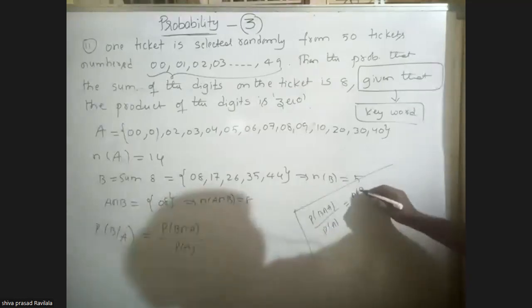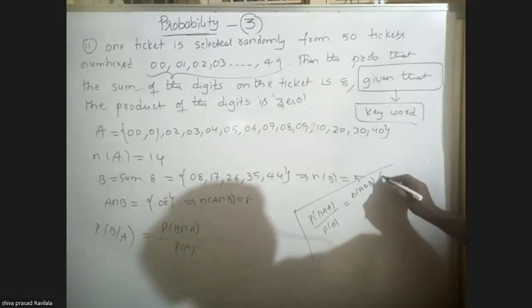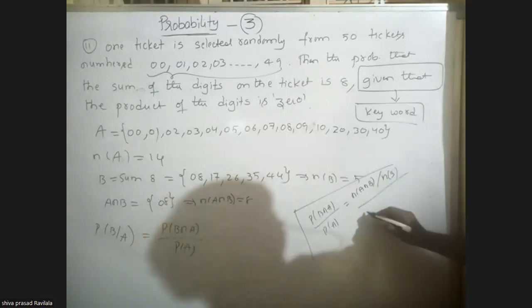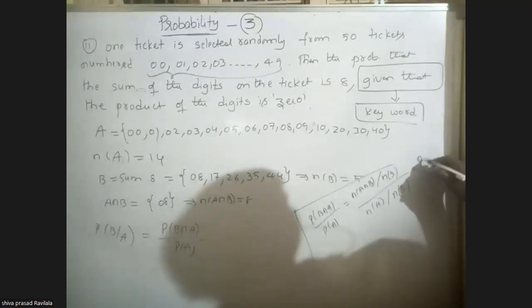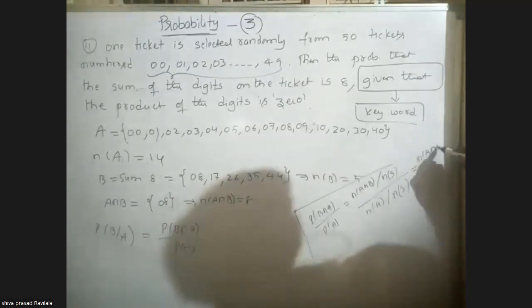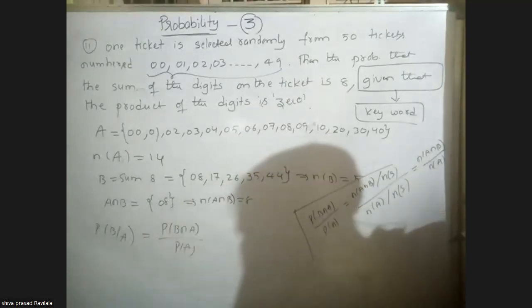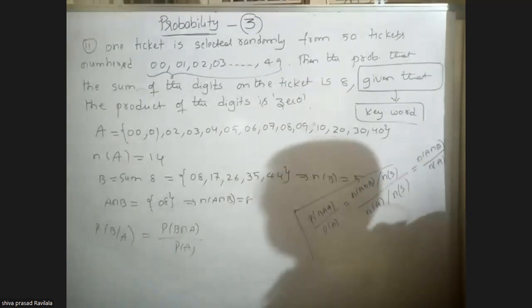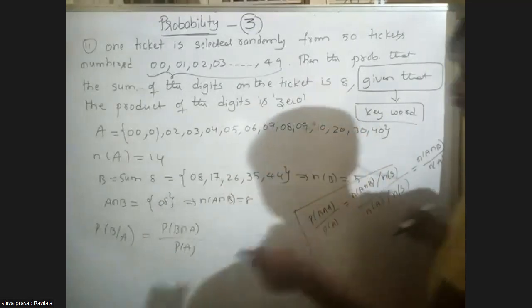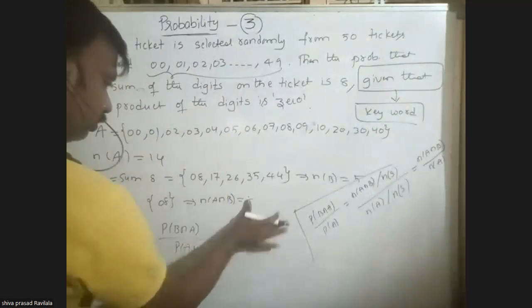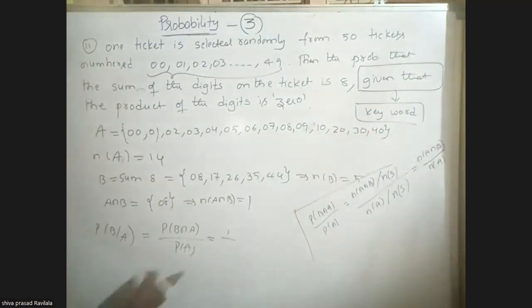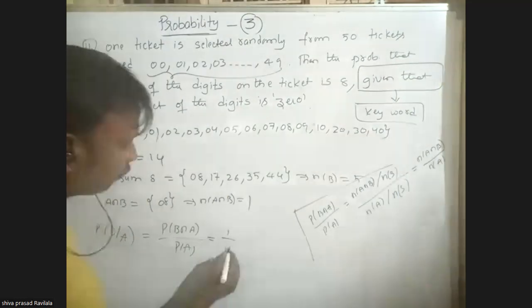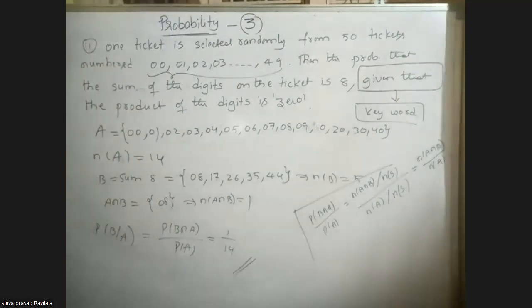That is equal to N of A intersection B by N of S, divided by N of A by N of S. These two cancel, and directly our answer is N of A intersection B by N of A. Given condition in the denominator, the number of elements; the intersection in the numerator. Therefore, the intersection is how much? Only 1. And N of A is equal to 14. So the answer is 1 by 14.